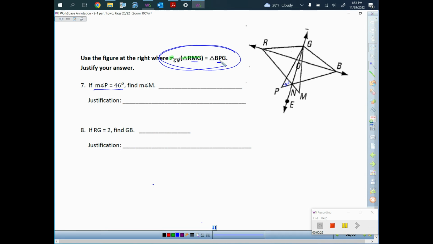That means that angle P would reflect to angle M over that line GN. So since reflections preserve angle measure, the measure of angle M has to be the same as the measure of angle P, so that answer is 46 degrees. In our justification, real simple, reflections preserve angle measure.